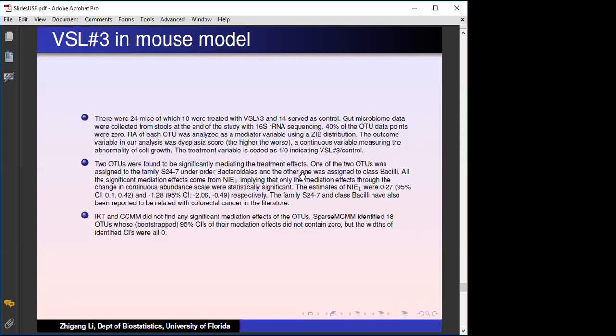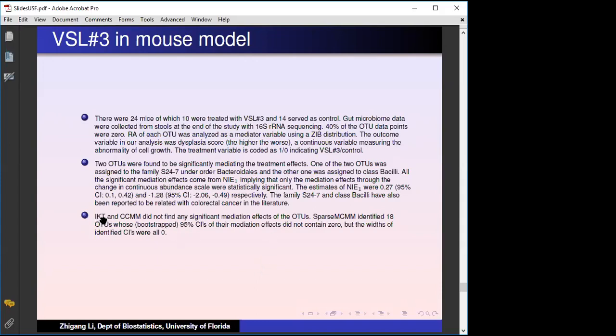And we found 2 OTUs. One OTU belongs to S24-7, the other one belongs to the class Bacilli. These 2 OTUs have significant mediation effects on the dysplasia score. One of them is a positive mediation effect, the other one is a negative mediation effect, and both of them go through the first route, through the continuous change of the abundance level instead of the binary change.